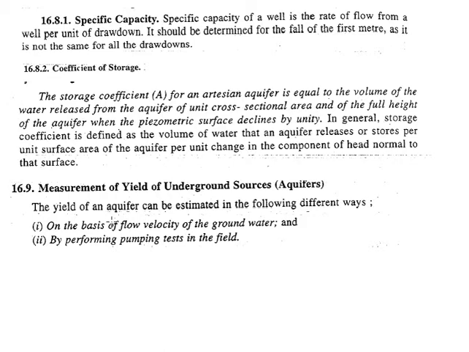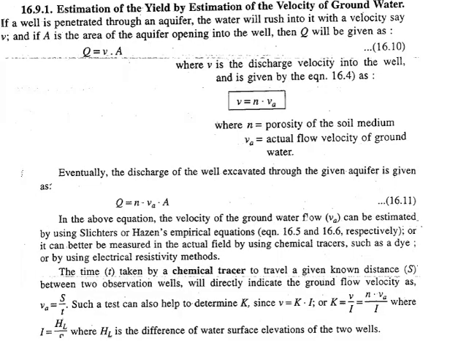Okay, so now we have two ways by which we can measure the yield of an underground source, that is an aquifer. One is on the basis of the flow velocity of the groundwater, for which we defined an equation in the previous slide, and the other is by performing a pumping test in the field. With both of these we can determine the yield of an underground source, for example an aquifer.